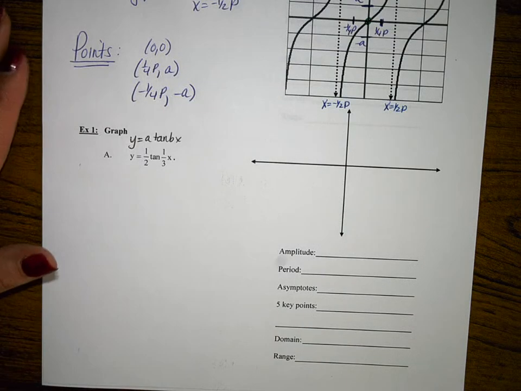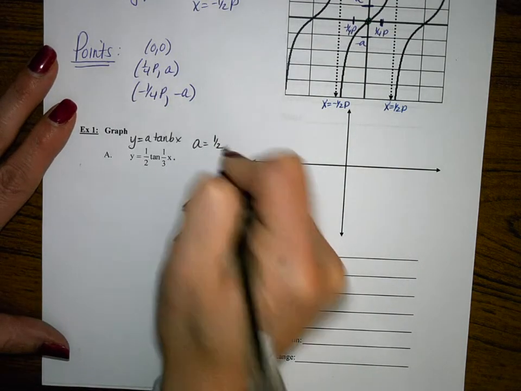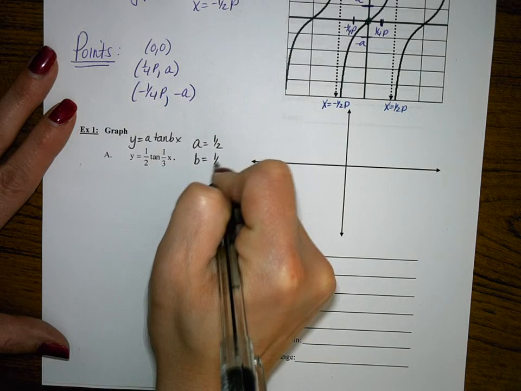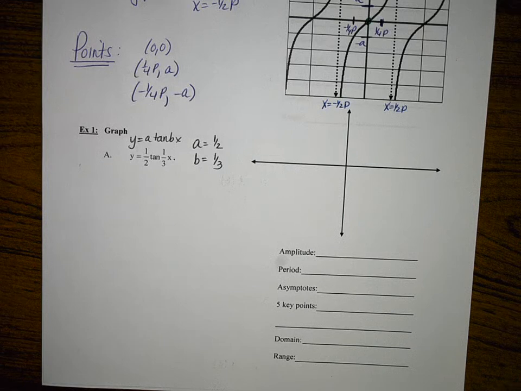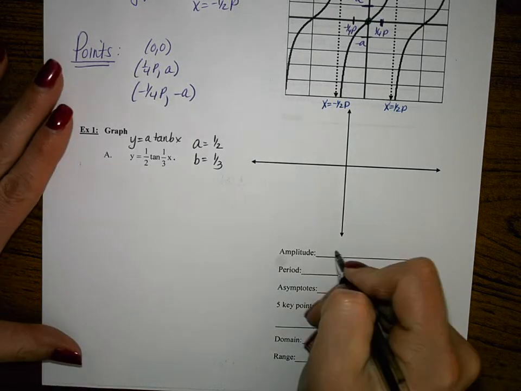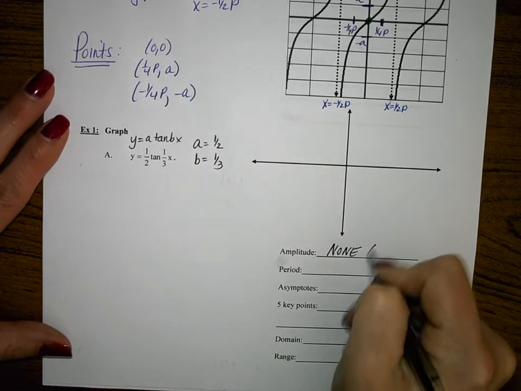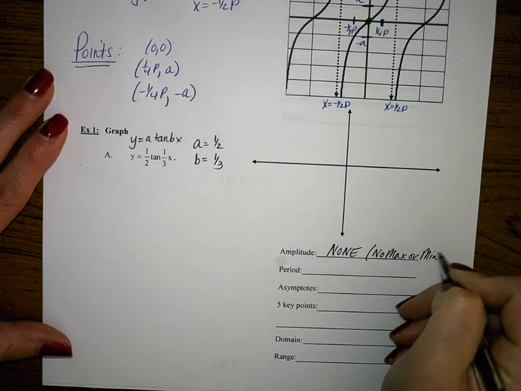Because I realize very quick, what number am I going to use for a? 1/2. And what number am I going to use for b? 1/3. Okay, now a reminds me of, what word does a remind you of? Amplitude. For tangent, what is my amplitude? There is none. So for amplitude, I'm going to write none. There is no max or no min. So I cannot have an amplitude.